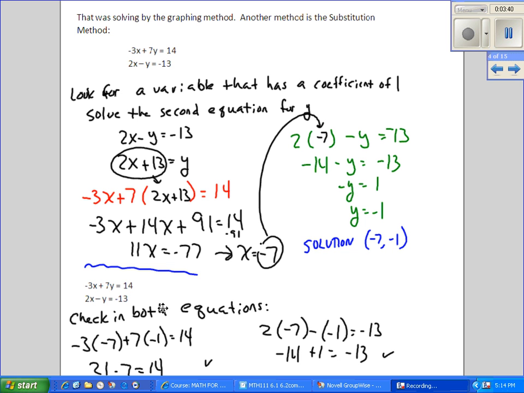And then, doing the check. When you do the check, be sure to check in both the equations, and then you know for sure that you've got a solution to the system.